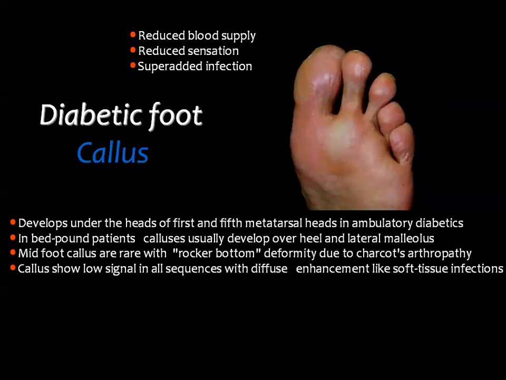Then we came to the issue of diabetic foot. The changes in the foot of diabetics are secondary to the combination of reduced blood supply due to arteriosclerosis, reduced sensation due to peripheral neuritis, and superadded infection. The changes will start by the formation of what is known as callus, and this callus, like you can see, is an indurated skin which is related to the pressure points, especially under the heads of the first and the fifth metatarsal bones in ambulatory diabetics, those who are walking here and there.